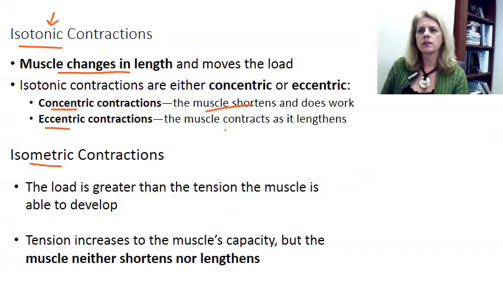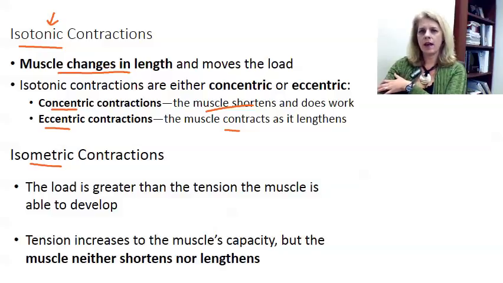An eccentric contraction means the muscle is still contracting, it's still working, but it's lengthening. So imagine holding that dumbbell again, and if you slowly release the dumbbell, your biceps brachii would still be contracting, but it would be contracting as it's lengthening.